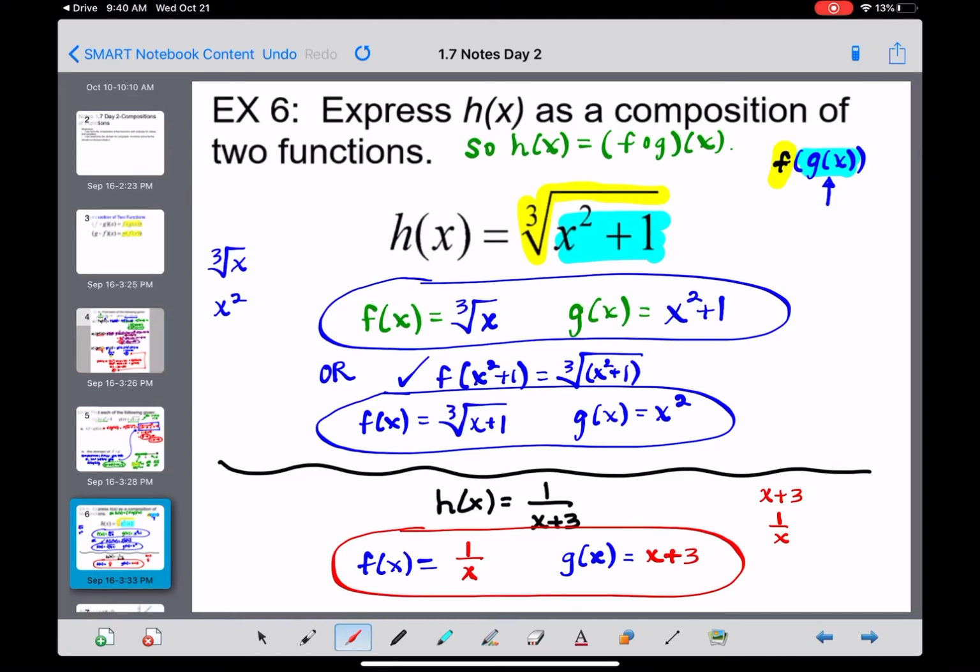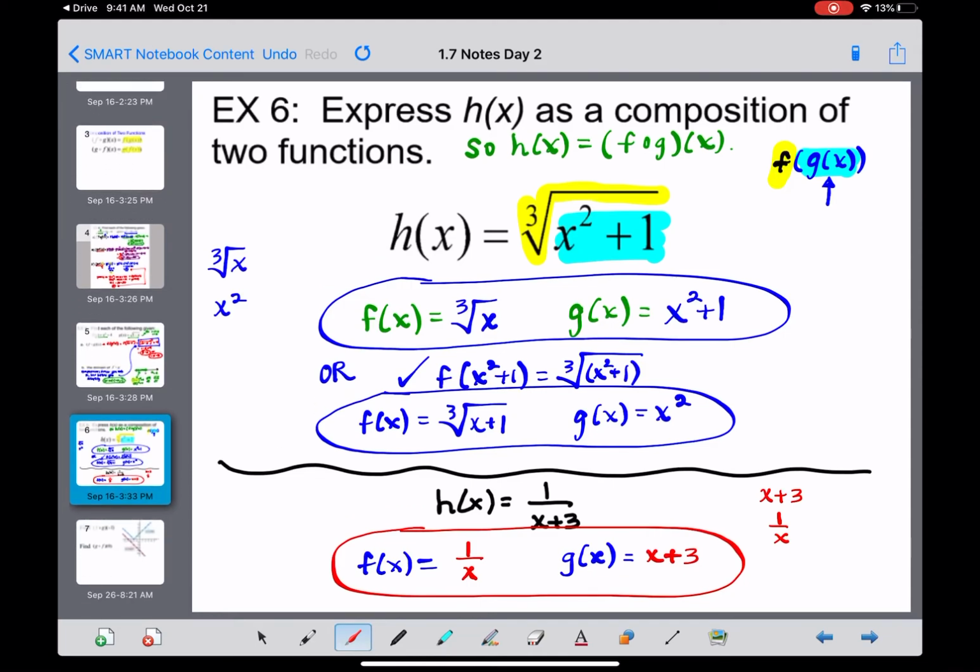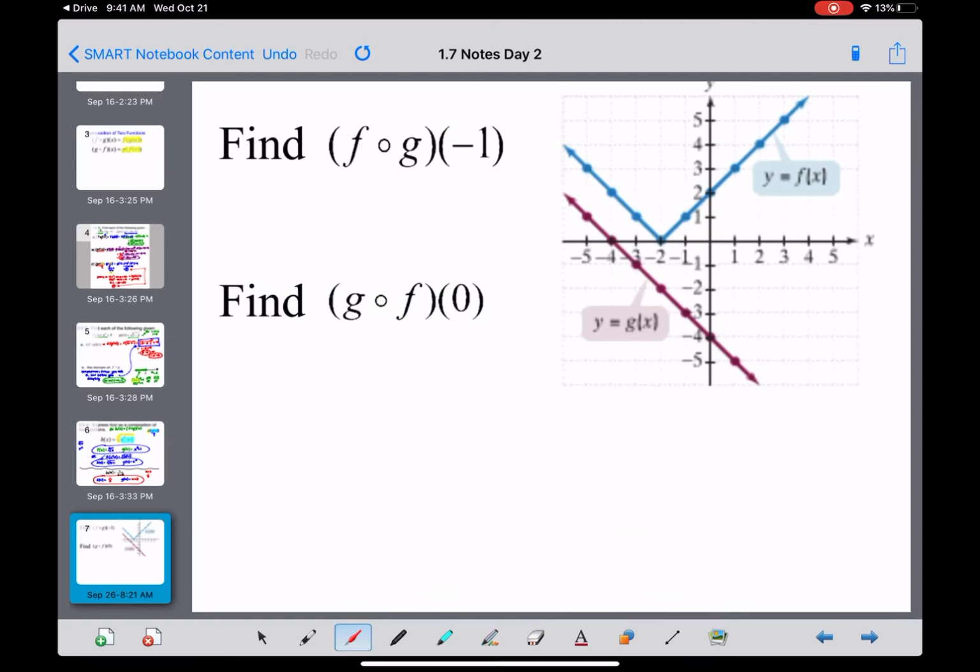So you could have said f of x is 1 over x plus 3, and then you could have said g of x is x. That would have worked as well in this case. You do want to be careful, because sometimes when you're squaring things, you have to make sure you're following order of operations. Okay, the last one here, similar to what we did in day 1, but now we're going to be doing compositions. So they look similar, but they're worked a little different.